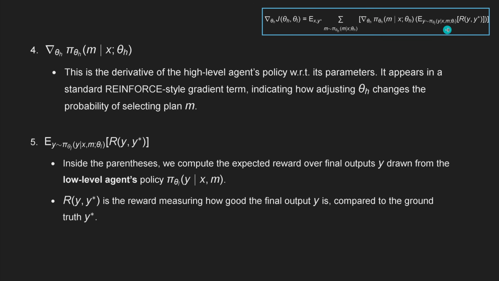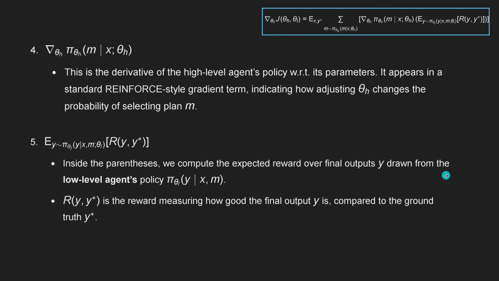And then comes here our final term. And now you know this final term because we just had a look at it a minute ago. So inside the parentheses, we compute here the expected reward over the final outputs Y, drawn from the low-level agent policy pi theta low, given an input x, given here a strategic master plan M, and the output y. And of course, R is our reward function, the reward measuring how good the final output y is compared to the golden, to the ground truth y star.